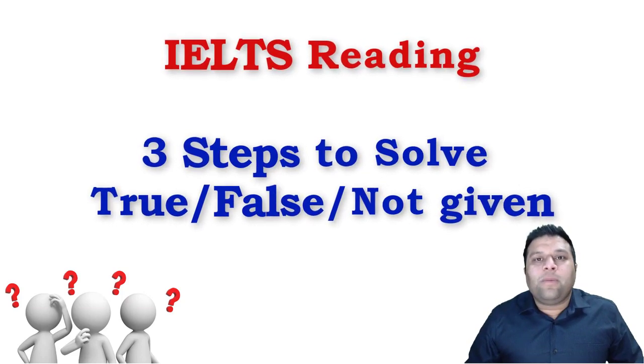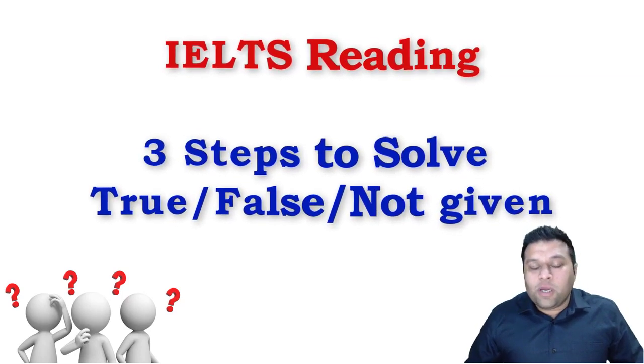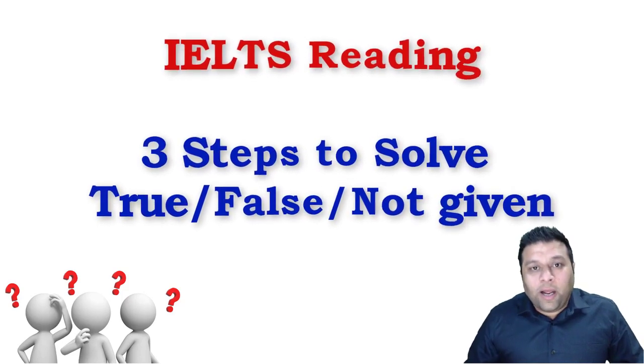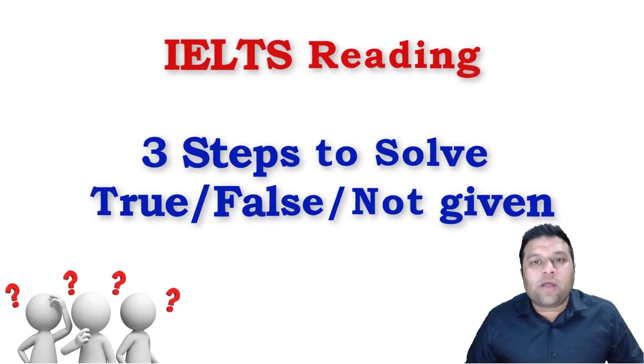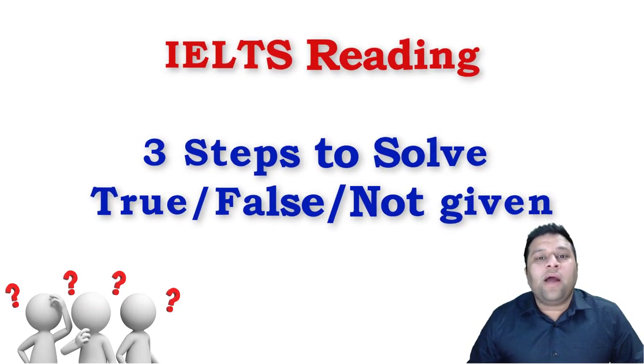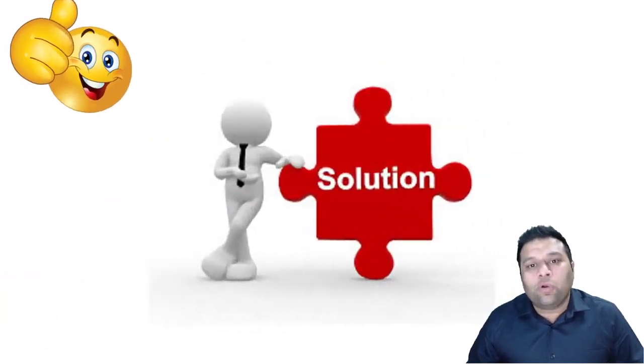Guys, today's lesson is about true, false and not given. True, false and not given is a question type which scares a lot of people. Sometimes students get the answer true and they're like 100% my answer is right, but the answer is actually not given. Sometimes the students get the answer not given, but the actual answer is true. I'm gonna fix this problem today. I'm gonna solve this problem today.